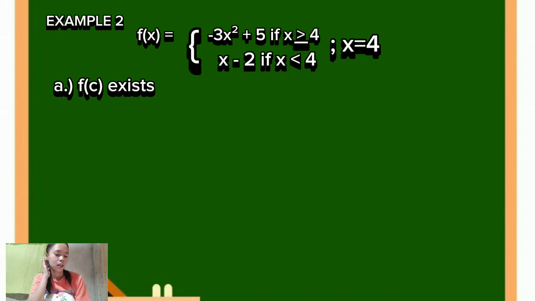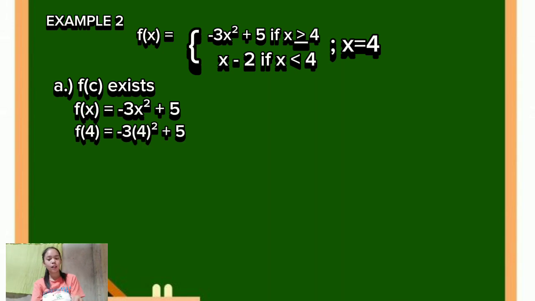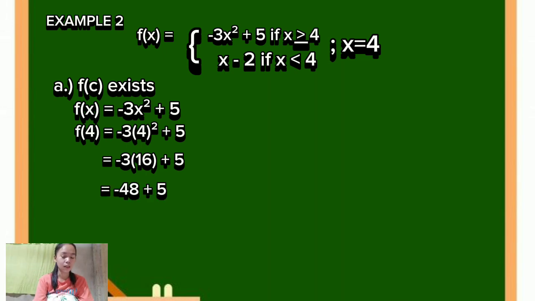So, let's substitute into f of x equals negative 3x squared plus 5. So, f of 4 equals negative 3 times 4 squared plus 5 equals negative 3, 4 times 4 equals 16, plus 5. The answer is negative 48 plus 5 is equal to negative 43. Let's proceed to condition number 2.